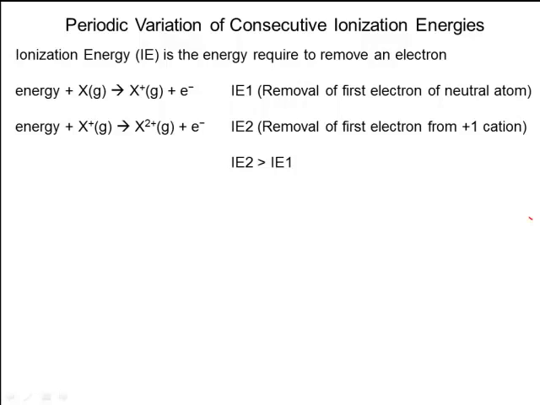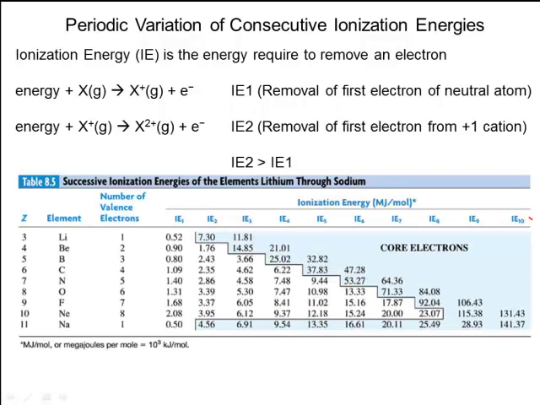You can go on and on. It's always going to be more difficult to remove the third one than the second one, the fourth one than the third one, and so on. If we look at a table of this, we've got a table of elements and their ionization energies, from IE1 all the way to IE10. If you notice, the next ionization energy is always greater than the previous one. It's always going to be larger. That's always true. The other thing to notice here is that little blue area that's got the core electrons listed.